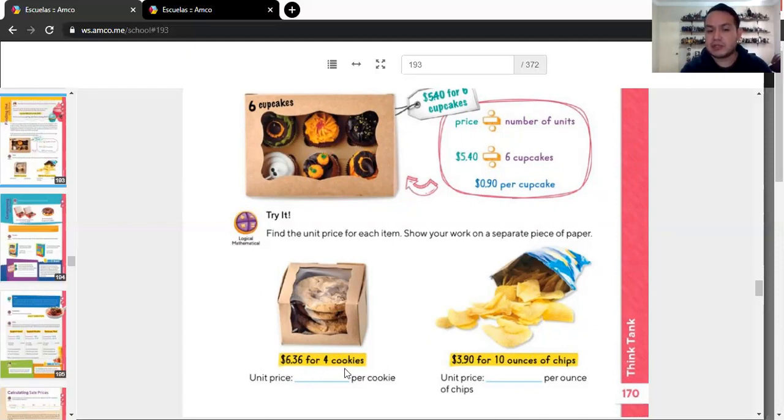6.36 for 4 cookies. What do you have to divide? The price by the number of things that are in the package. The same in here. 3.90 for 10 ounces of chips. 3.90 divided by 10, and then you're going to get the unit price. Complicated? I don't think so.